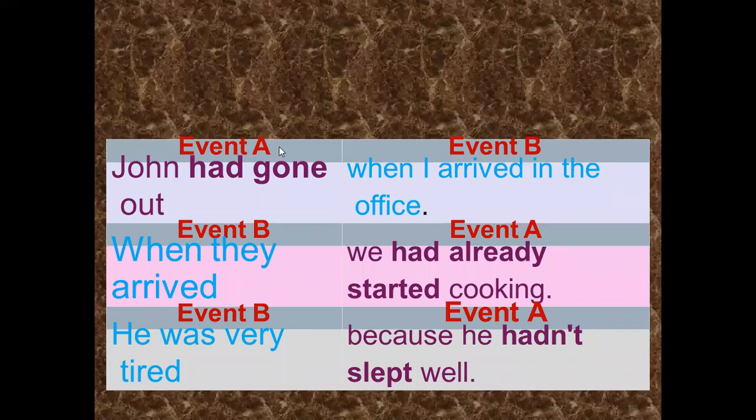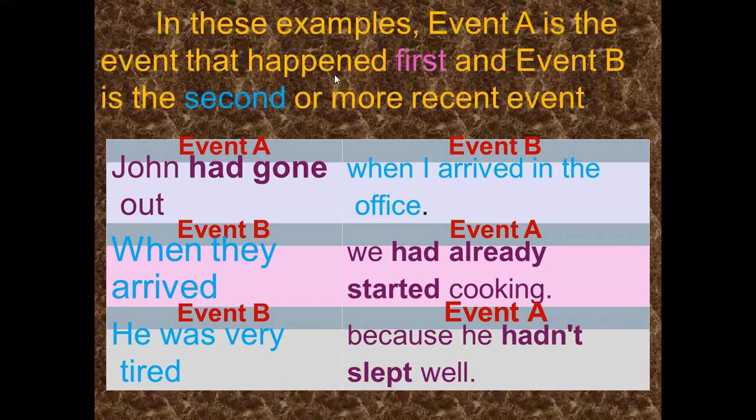As we see, we can say something happened first and something happened second. In these examples, event A is the event that happened first, and event B is the second or more recent event. Event A: John had gone out. It happened first. When I arrived in the office, did I see John? No, because he had gone. Event B: when they arrived, we had already started cooking.